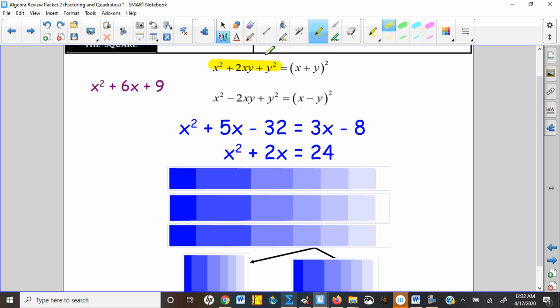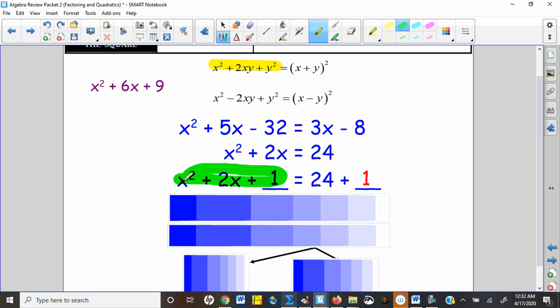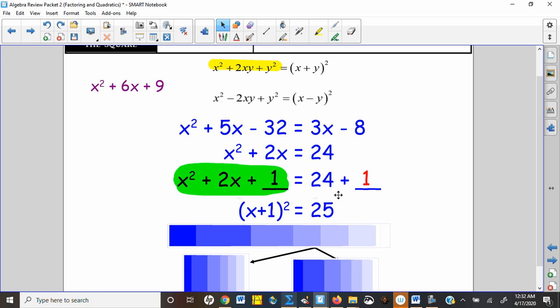Okay, but the one thing I have to remember is I can't just add 1 to one side. I have to also add it to the other side. So I add 1 to both sides. Now this becomes x plus 1 times x plus 1 when I reverse FOIL it. Okay, and x plus 1 times x plus 1 is just x plus 1 squared.